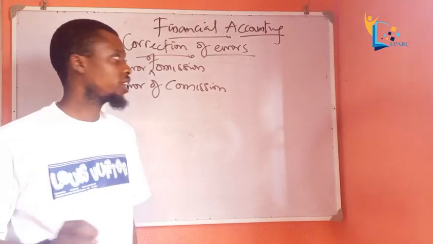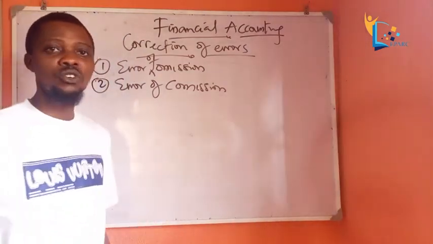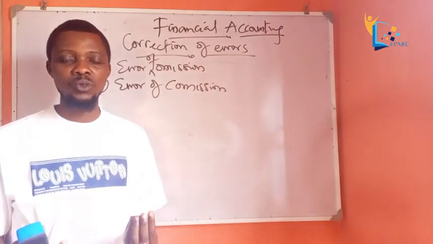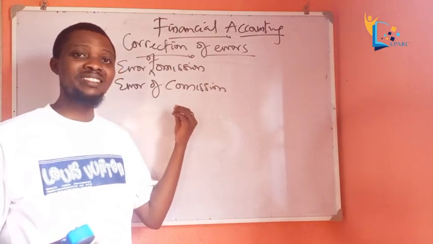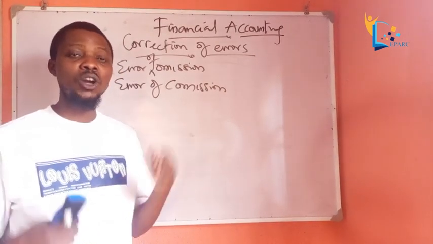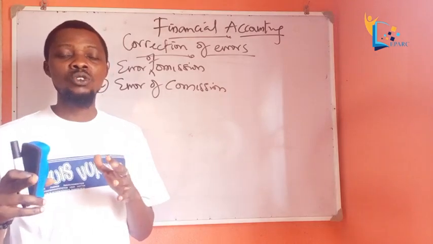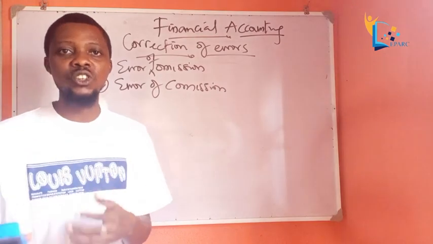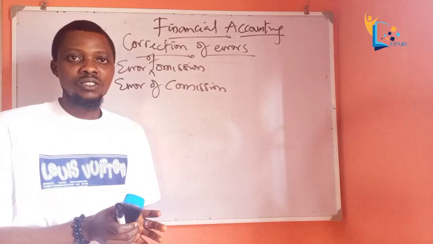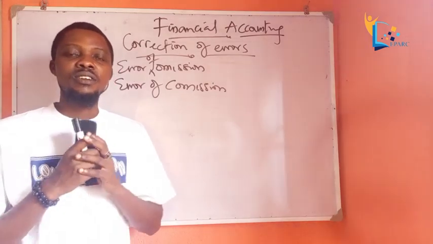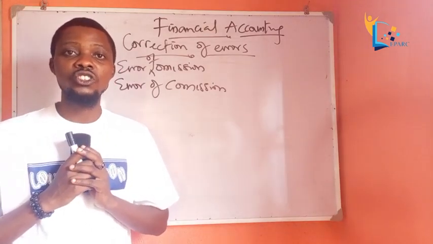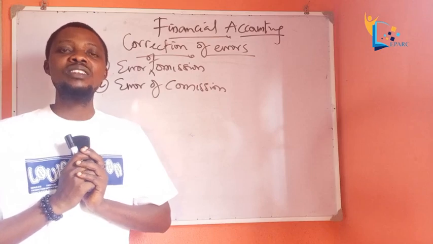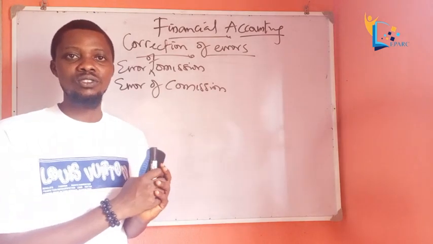Are we together? So when we talk about error of commission, persons' accounts belong to human beings, to persons. This is when you commit that error of commission. You are simply recording a transaction belonging to one person to another person. For instance, you did a transaction with Chinedu. Instead of recording that transaction in Chinedu's account, you went and recorded it in Chidindu's account.